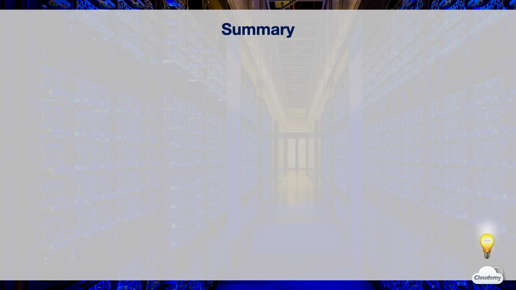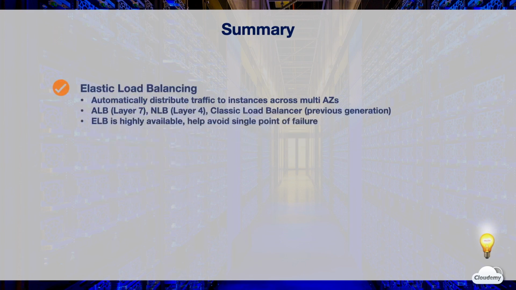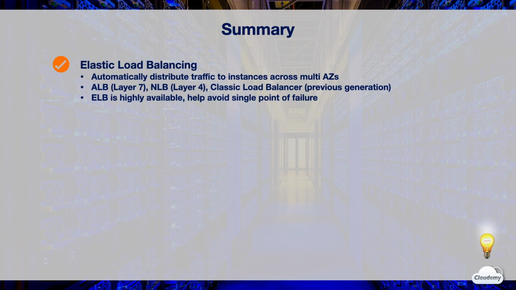In this episode, we've learned elastic load balancing and EC2 auto scaling. ELB can automatically distribute traffic to EC2 instances across multiple availability zones. There are 3 types of ELBs: application load balancer, network load balancer, and classic load balancer, which is the previous generation. ELB has built-in high availability features, and can help avoid the single point of failure.